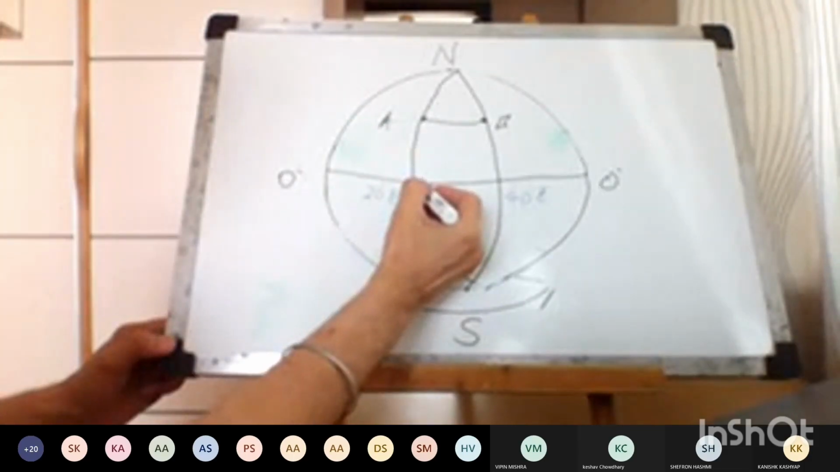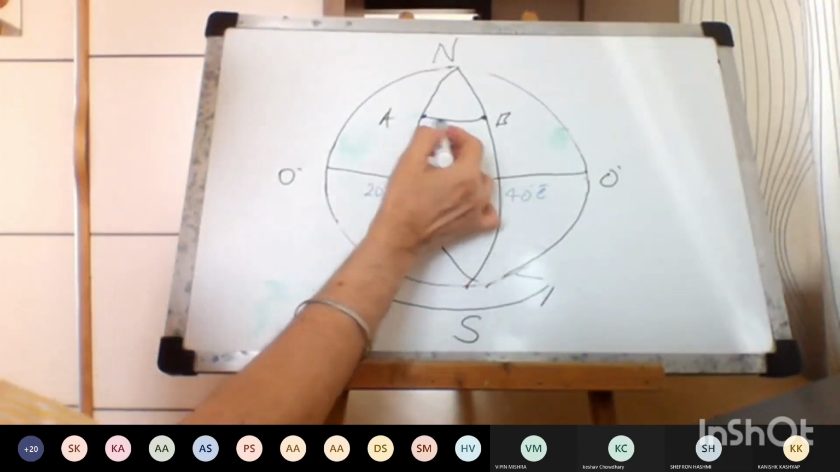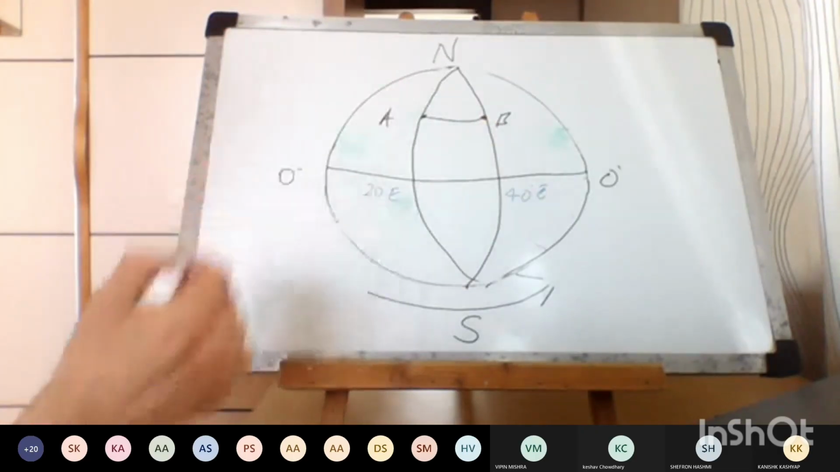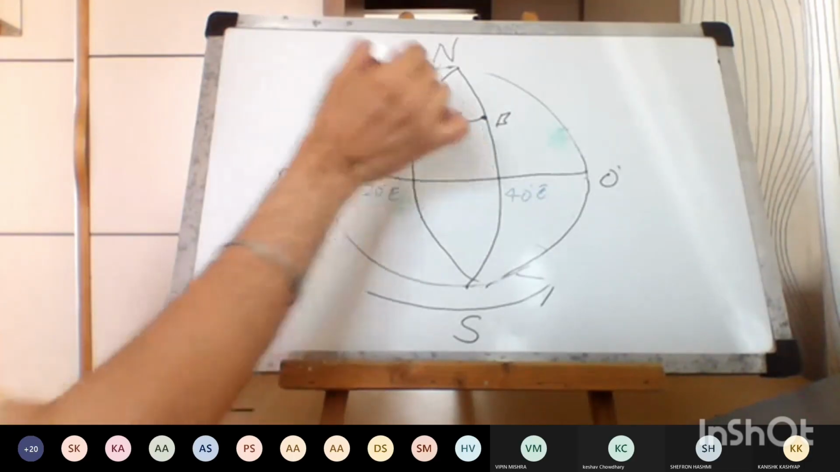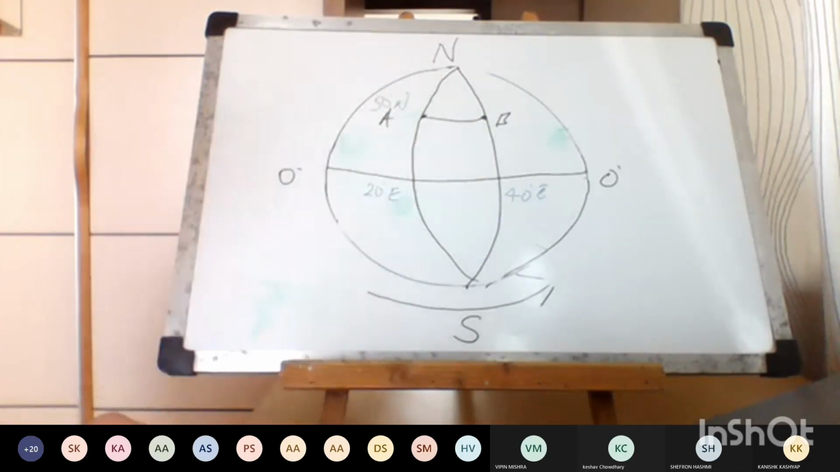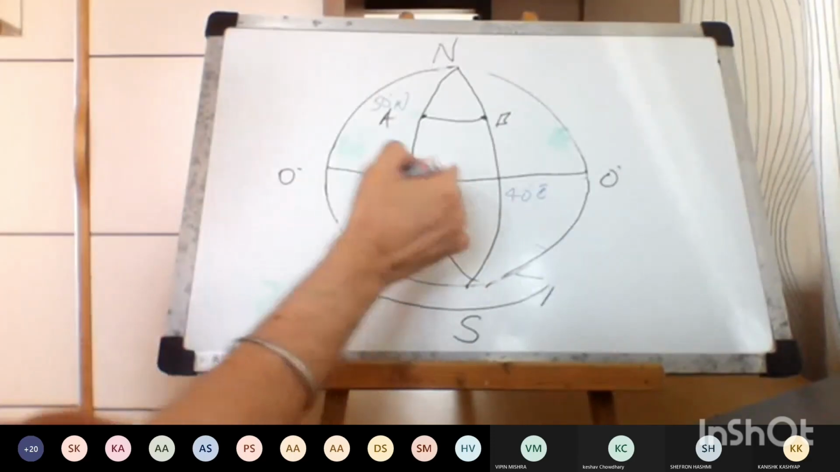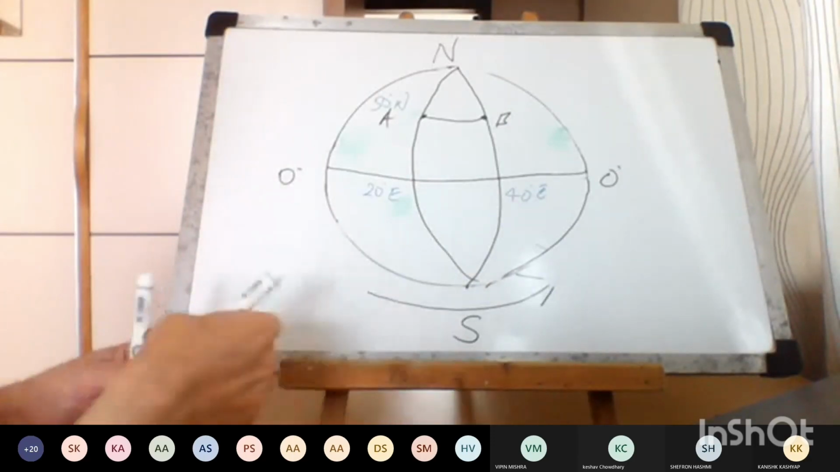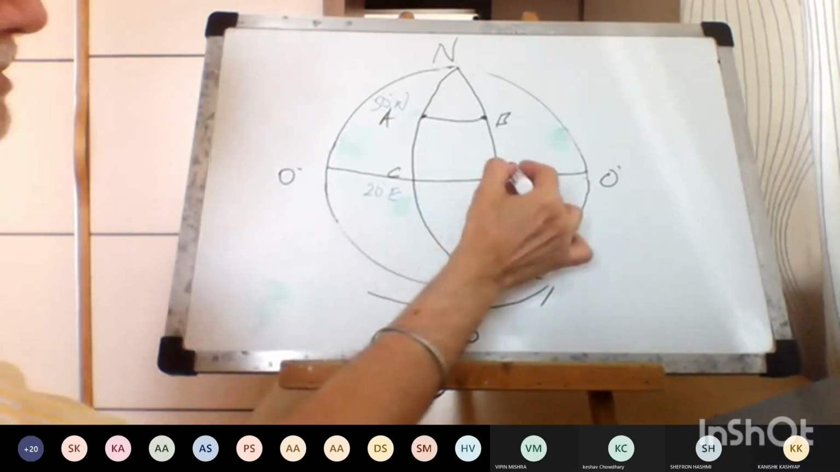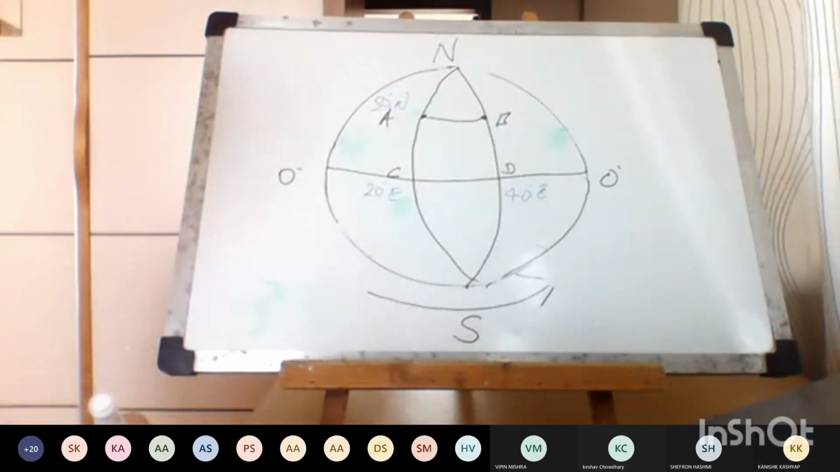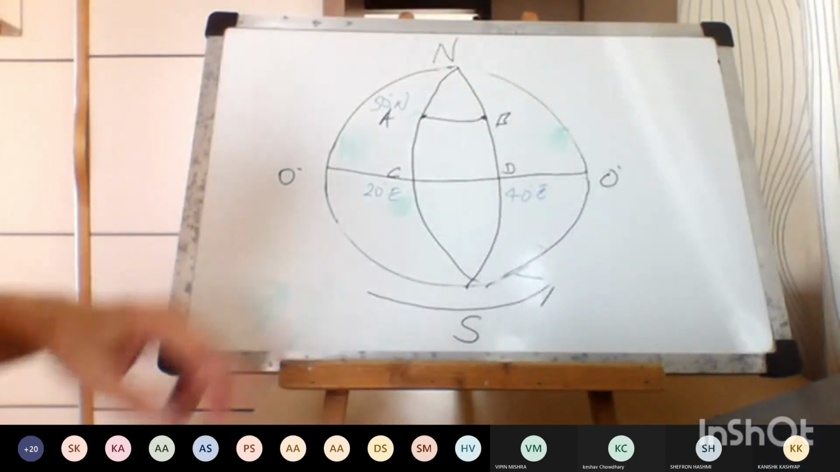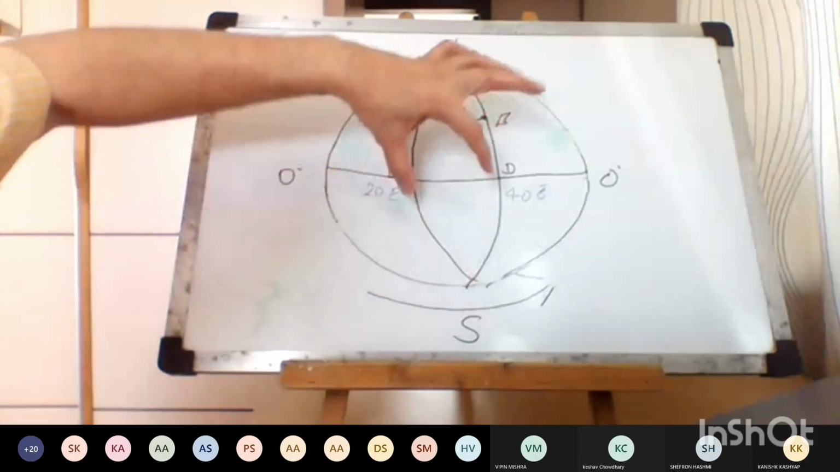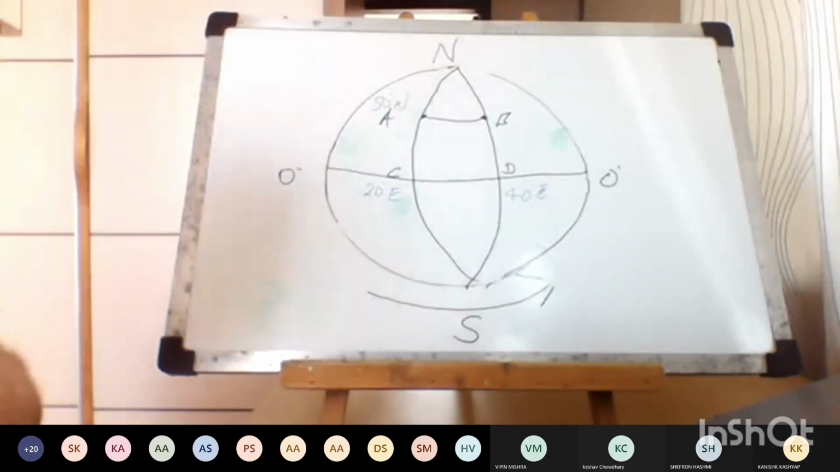But is the distance at the equator the same as the distance at a different latitude? Let's say 50 degrees north. Is the distance AB equal to the distance CD? No, sir. Is it less or more? Sir, CD is less as compared to AB. You see that the two meridians slowly are moving and converging at the pole. At the pole, the distance becomes 0.